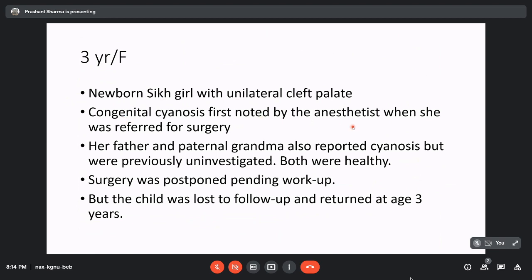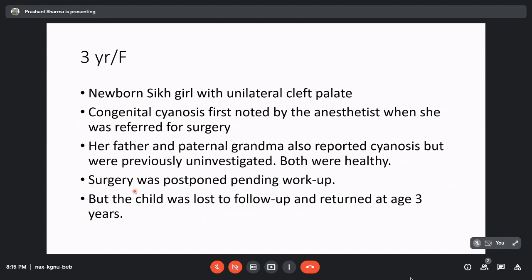Then the anesthetist, when she was about to be put up for surgery, found that she had cyanosis. Her father and grandmother confirmed that yes, the little girl, as well as both the father and paternal grandma, were a little darker than the rest of the family, and it was found that they had cyanosis. The father and the grandma were perfectly healthy and they'd never been investigated.